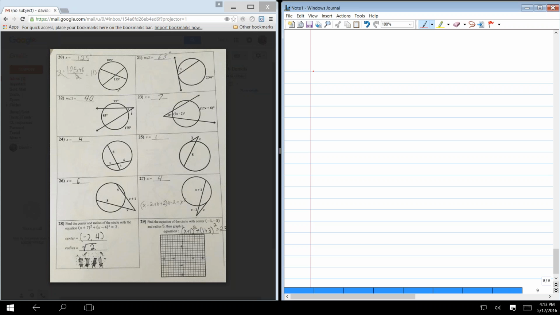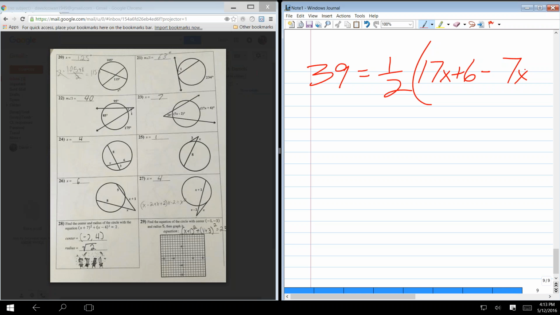39 equals 1/2 of 17x plus 6 minus 7x minus 2, and there's something very important we need to do there. We need to put parentheses around that. And it matters. If we don't put parentheses, we're not going to get the right answer.